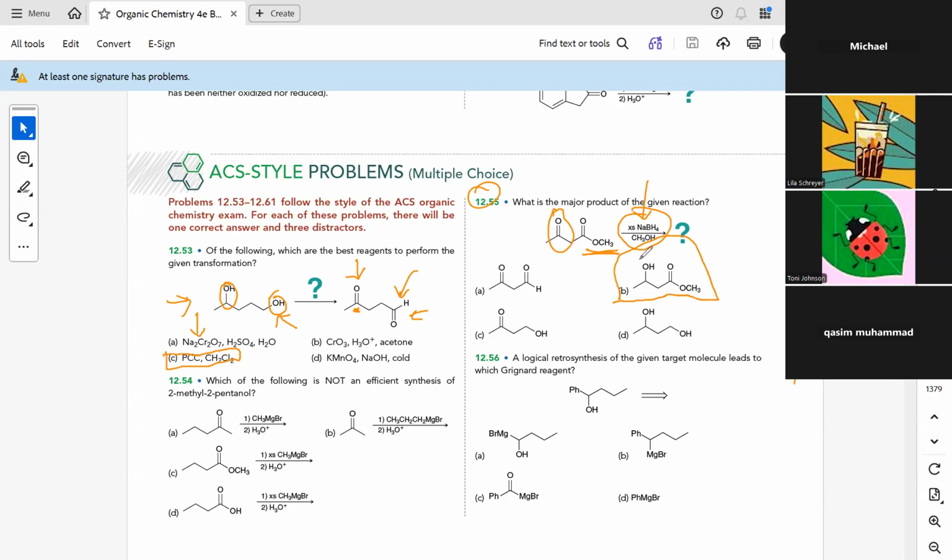So that's why we see this alcohol functional group, but over here that ester remained. So keep that in mind, the strength of your reducing agents and your oxidizing agents. Let's see here if we can do a Grignard reaction below here.